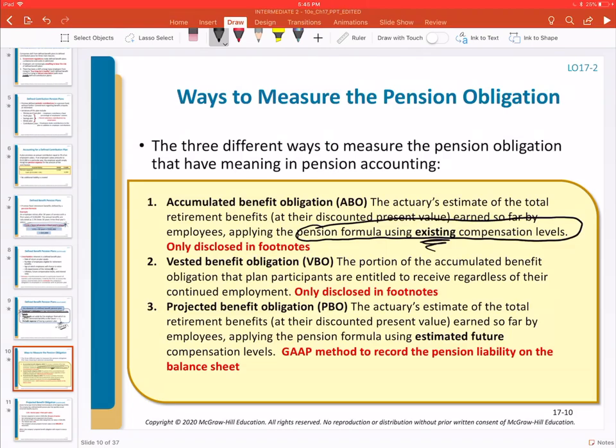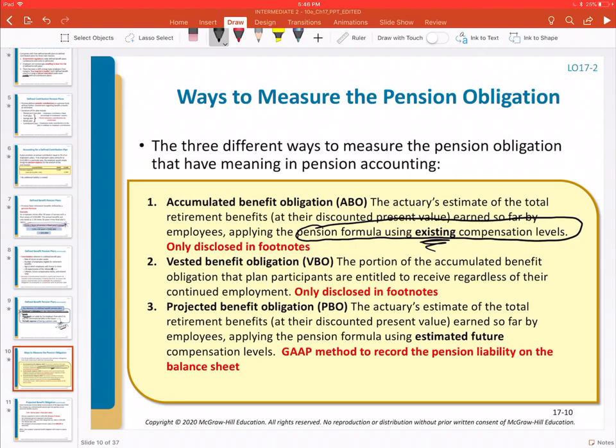It's basing the obligation, or the liability, off of what they make now. This is something that, yes, organizations do have to calculate, but the only requirement for this is that it be disclosed in the footnotes. So the accumulated benefit obligation, the ABO, is where we estimate what is the liability that the company has related to a defined benefit plan, but based on the employee's current earnings, based on what they are earning in their salary right now. And again, this is something that's only going to be disclosed in the footnotes.